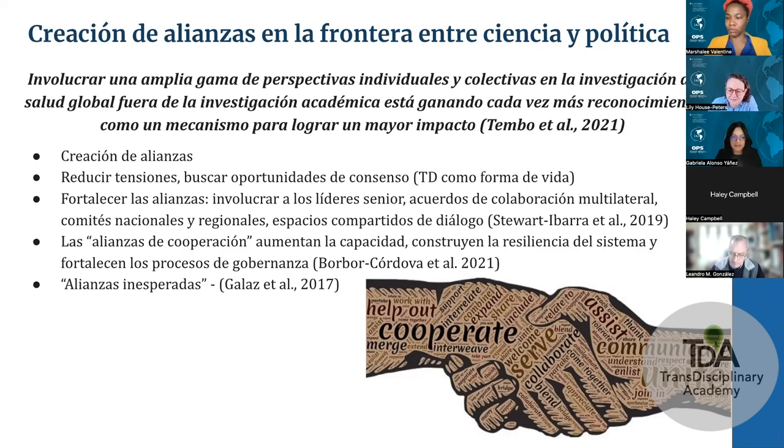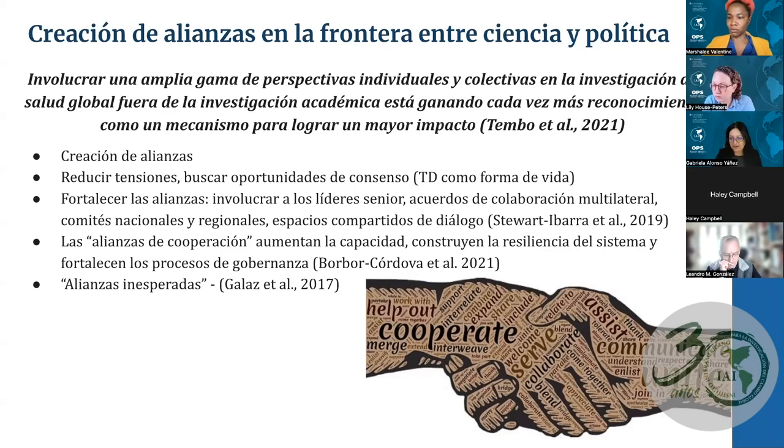And now I'm going to discuss something that has to do with theory, but also some of the things that were mentioned in the cases presented. Something that is being studied recently is the building of alliances in the science policy frontier that has a lot to do with transdisciplinary work in research. And this has to do with involving a very wide range of stakeholders with different perspectives and work affiliations. And that is one of the issues that researchers face most recently. This building of alliances helps temper or reduce tension and reach consensus.